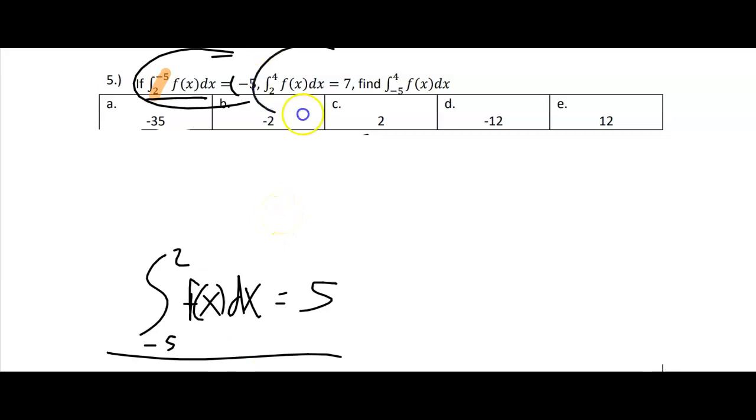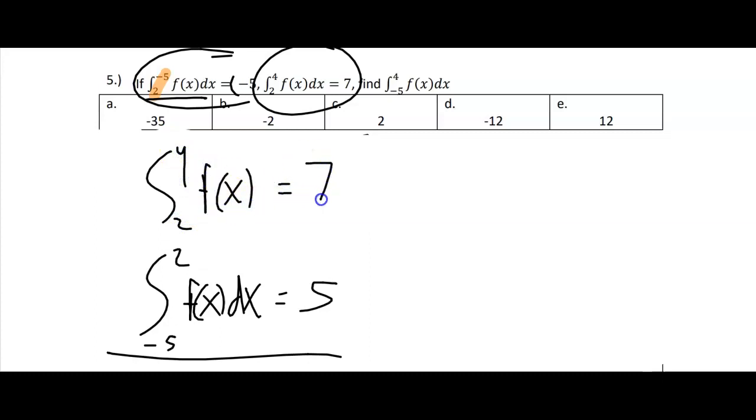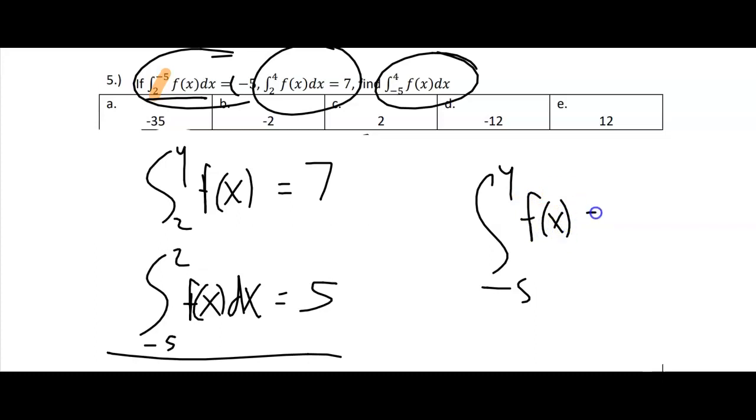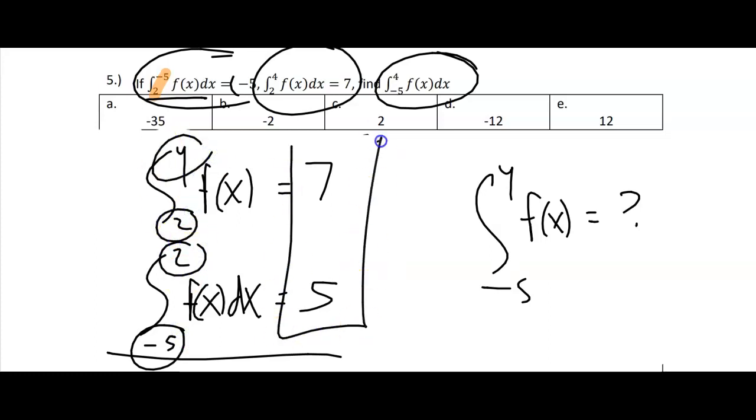So now the next one here goes from 2 to 4. And that one's 7. And now what they're asking for over here is one that goes from negative 5 to 4. So what does that one equal? Well, if going from negative 5 to 2 makes 5, and then picking up from there and going to 4 makes 7, we could just put those together to get a total of 12.